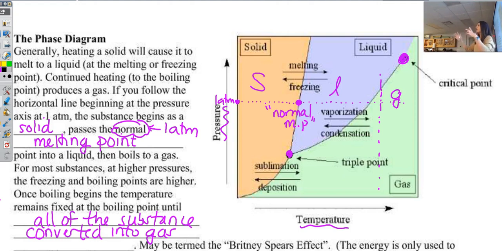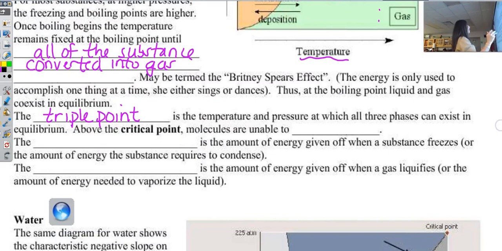And so what happens is those molecules are like, you can't put us, we're not going to have an attraction to each other. We're going to be spread apart still. We are not connecting with each other. So above the critical point, your gas will no longer convert. Molecules are unable to, we're just going to say liquefy, or condense, or we could even say gas to liquid or condense.